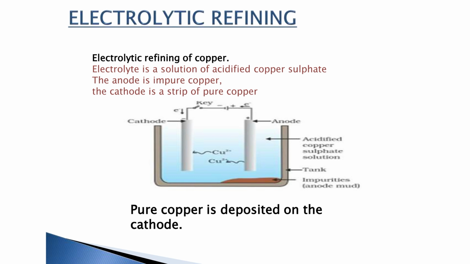Once we get the metal, it has to be refined. Electrolytic refining is one of the processes in which the impure metal is taken as the anode. Pure metal is deposited at the cathode.